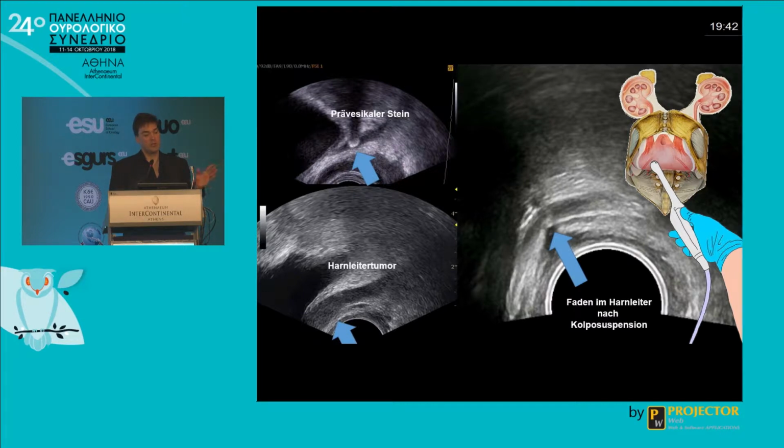You have the chance to find prevesical stones in 99% of cases, exactly, in 1 minute. You can find ureteric tumors, and you can find sutures inside the ureter, only with ultrasound.